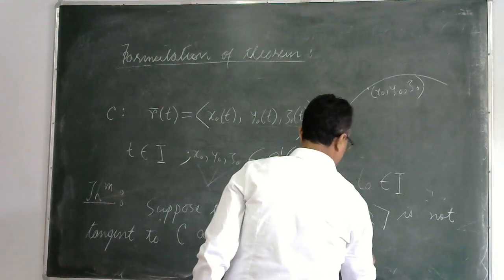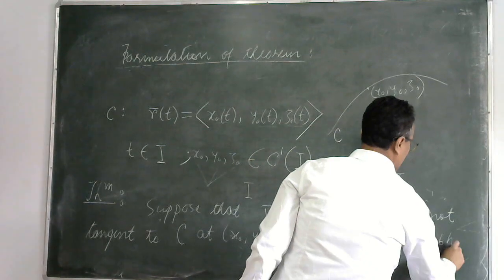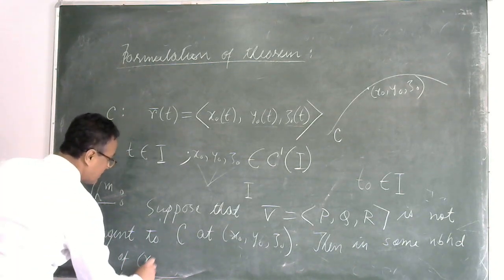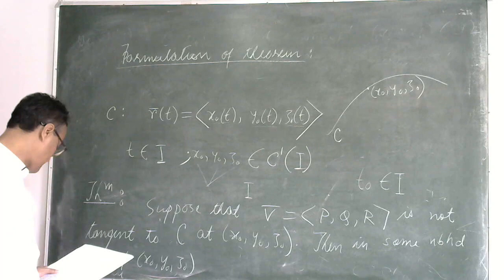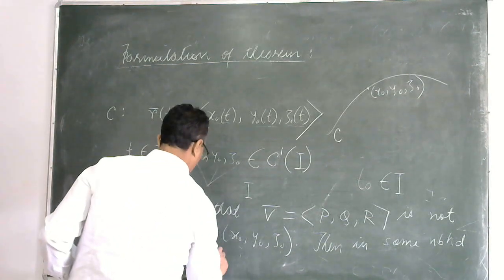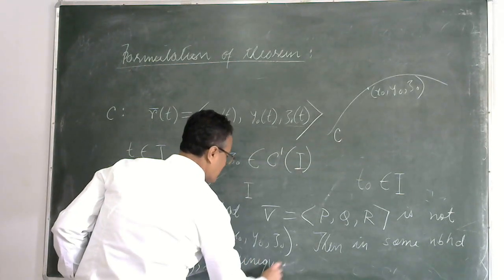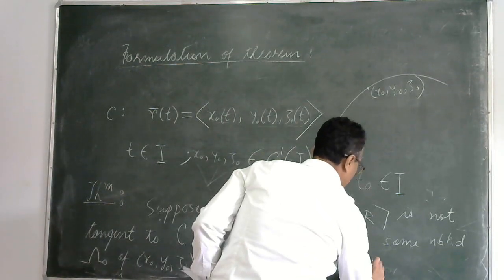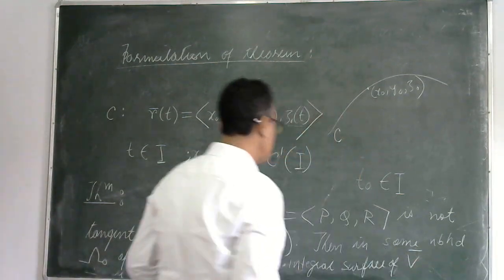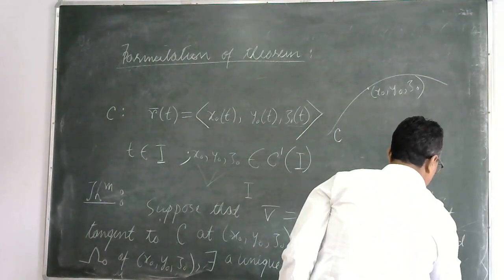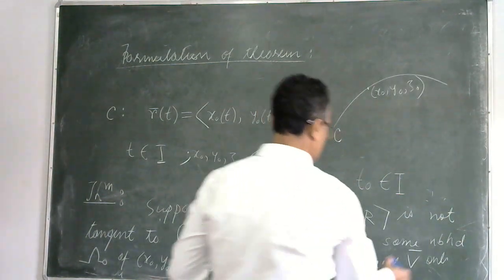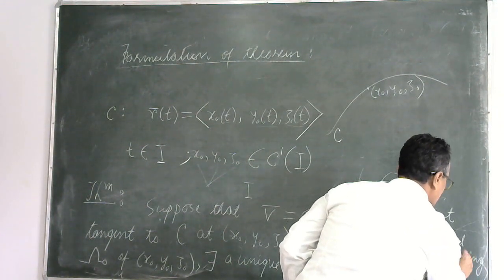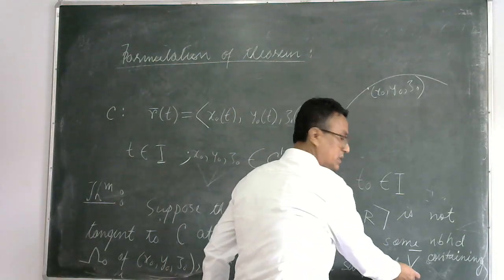See, then in some neighborhood, let me call it omega naught of x0, y0, z0, there exists a unique integral surface of V, meaning integral surface of V, of course, containing, let me see here, okay.